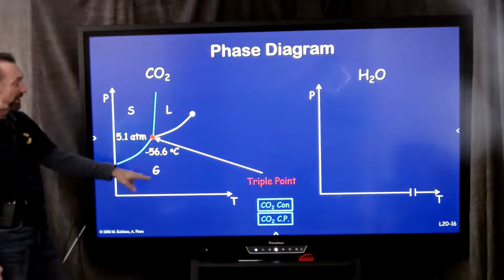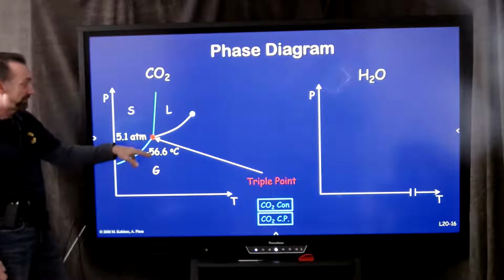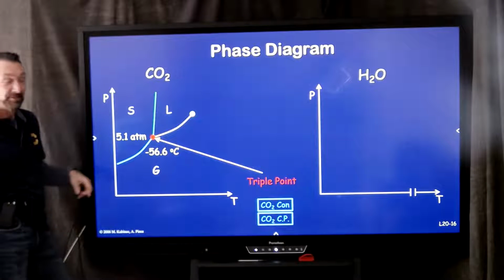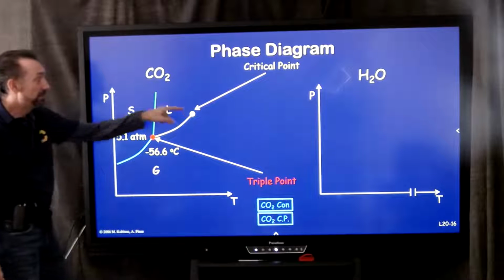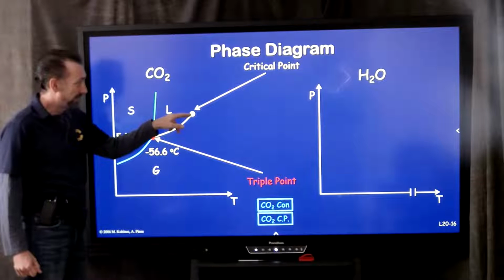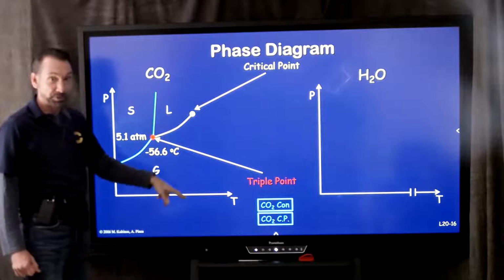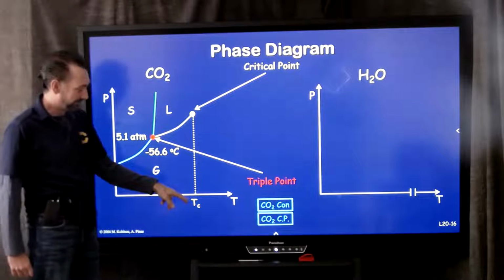So here's carbon dioxide phase diagram. The triple point is 5 atmospheres and minus 56 Celsius, so we don't normally see that. This point here is called the critical point, and it will correspond to a critical temperature. And we talked about that in detail last time.